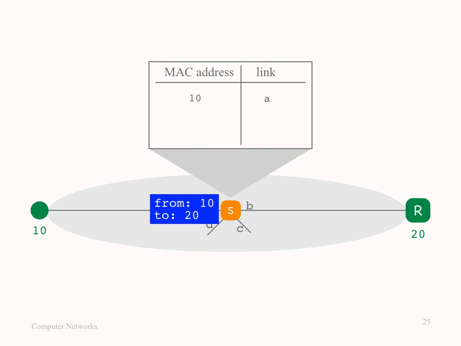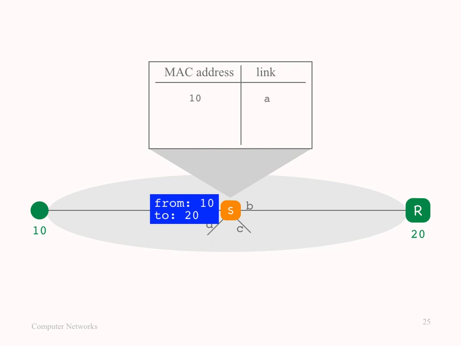Now, if the switch receives a packet with a destination MAC address for which no entry currently exists in its forwarding table, it broadcasts that packet to all the links. Now, it's not really all the links, it's a subset of the links in order to avoid loops, but we'll discuss that case in a couple of slides.